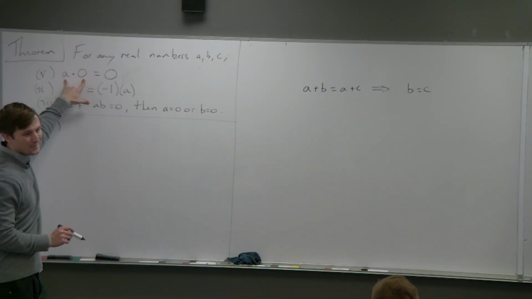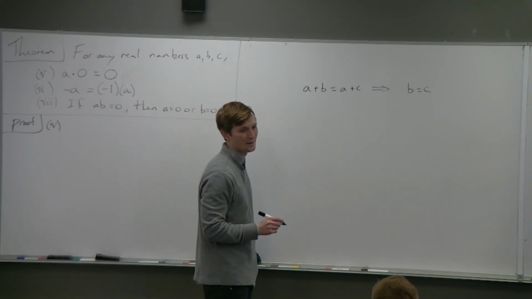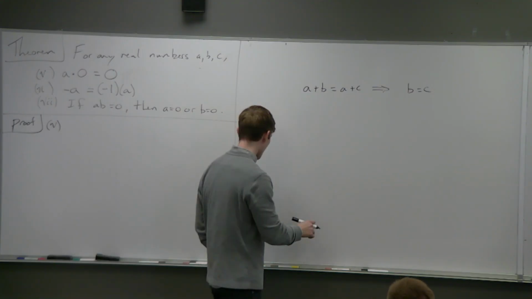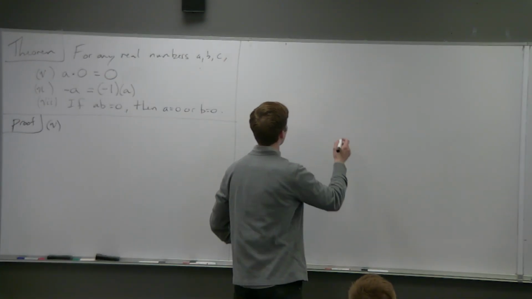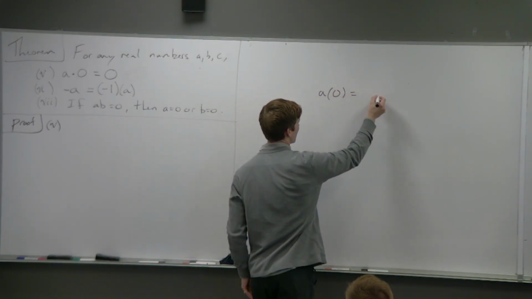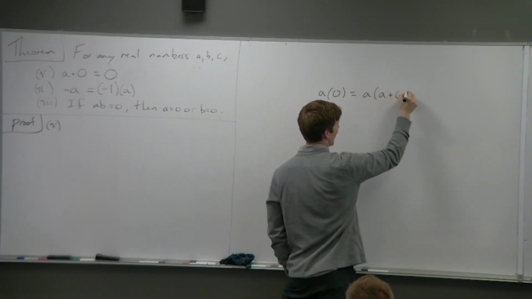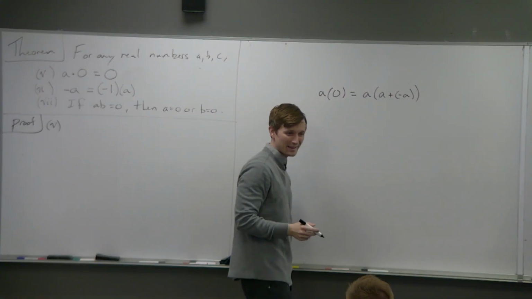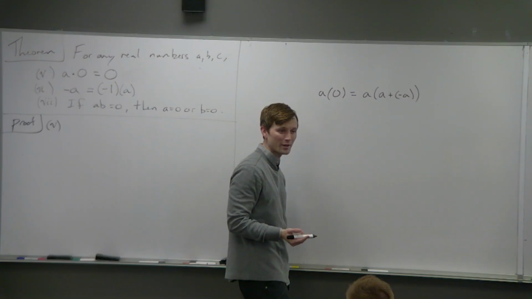I have an idea. If we substitute the 0 for the additive inverse, so a plus minus a. This is a great idea. OK, I see your idea here, and I like it. You're saying a times 0 is the same as a times a plus minus a. OK, and what would you do then? Use distributivity or something?